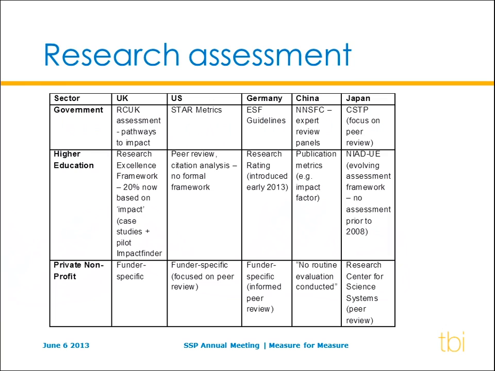Peer review is still important in all sorts of countries, but increasingly it's the metrics side that's becoming more interesting, with things like STAR Metrics by the NIH. And in the UK, we have a new Research Excellence Framework in place, which is putting much more emphasis on the impact of publications, and so how we measure impact is going to become very important.